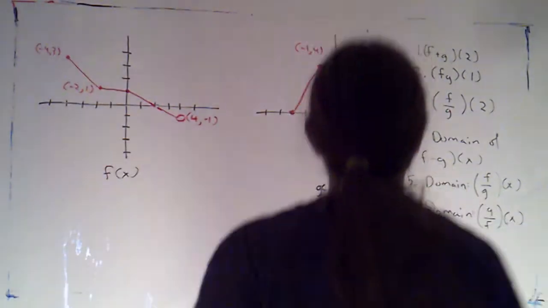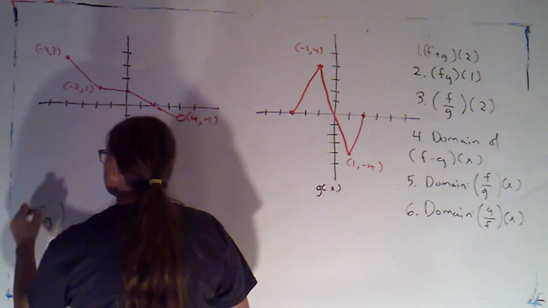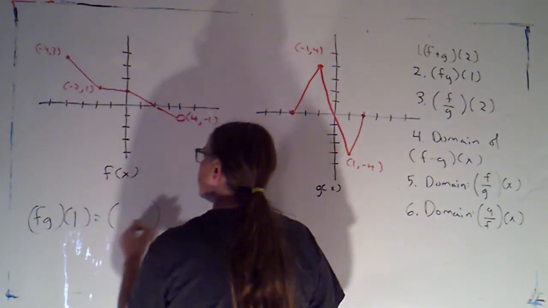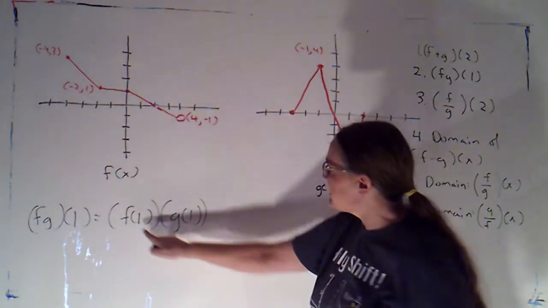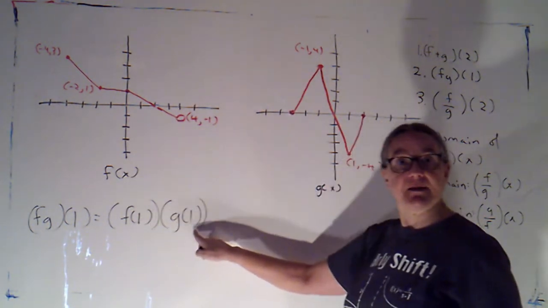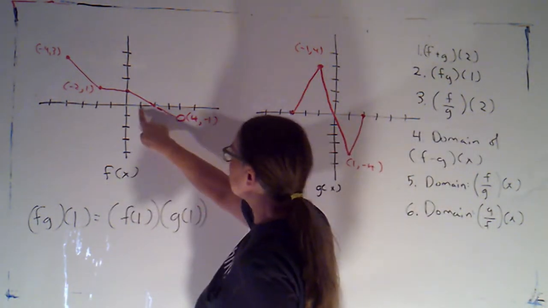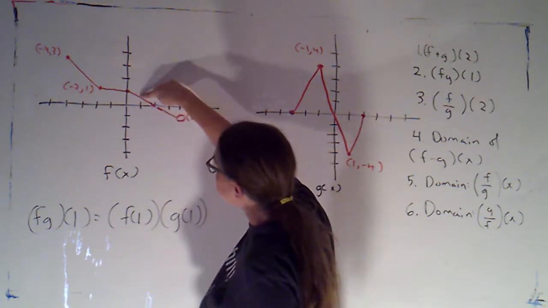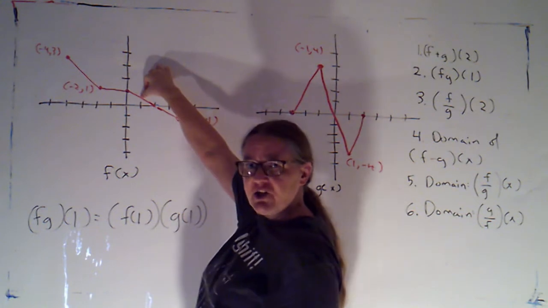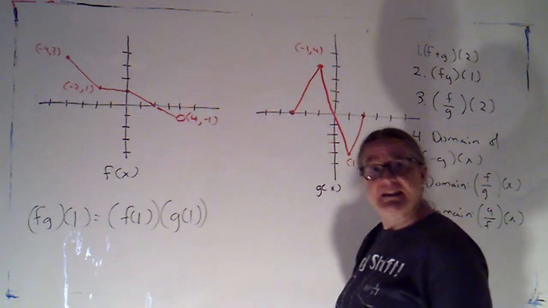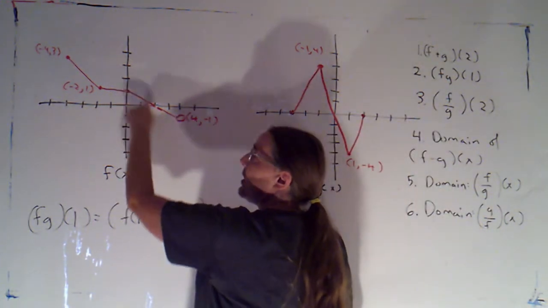Question 2 asked us to find f times g of 1. So I know that's just going to be f of 1 times g of 1. So again, I need to read each of these values off of the respective graph. So for this one, I'm going to come to the graph of f. Here's where my x value is 1, and I can see there's a point above it. Now, that's not exactly at an integer value, but I should be able to calculate what that is exactly because this is just a straight line here.